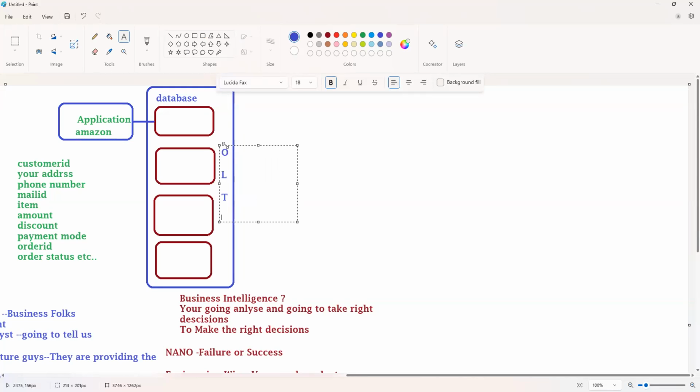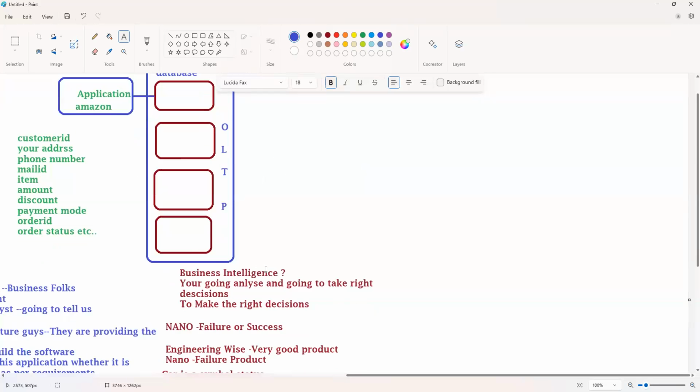What is the importance of this? This is dedicated for the transactional purpose, only for making and storing the transactions, which we are going to use. Now, with this, you have different types of source systems.